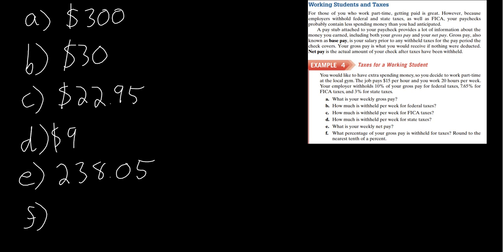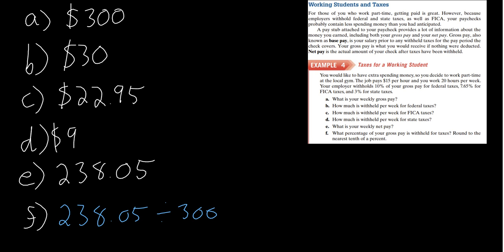Anyways, so what percentage of your gross pay is withheld for taxes? So the percentage is going to be how much I make over my gross pay. So $238.05 divided by 300. Okay, so probably should have done 1 minus that.